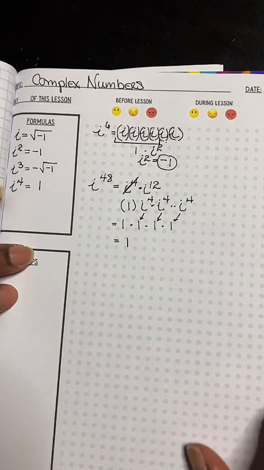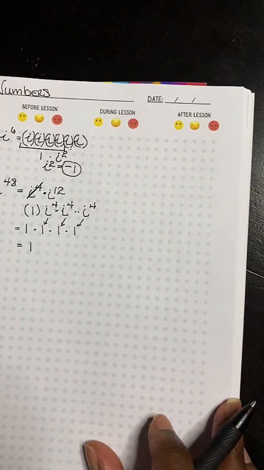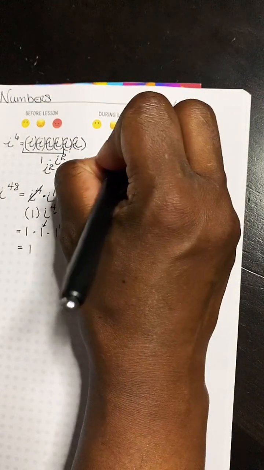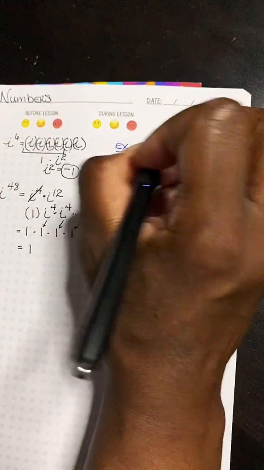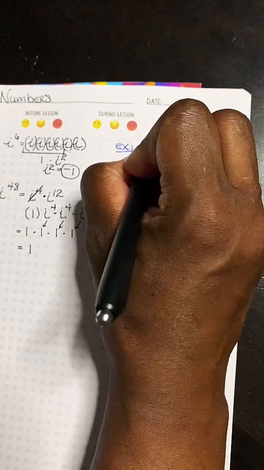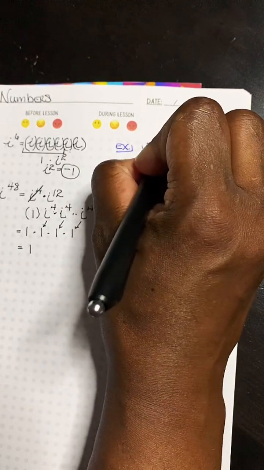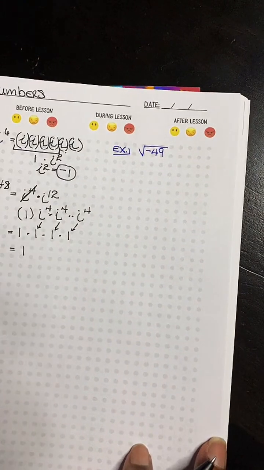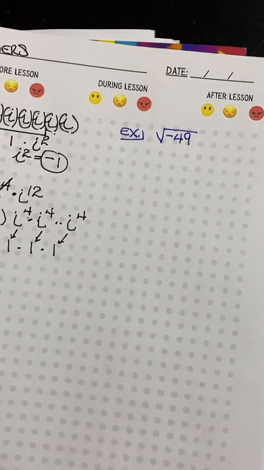So, if we come across, let's say the square root of negative 49. Okay, I'm going to go through as many different ways as possible.